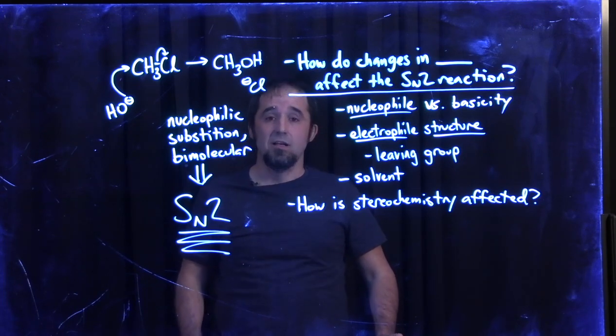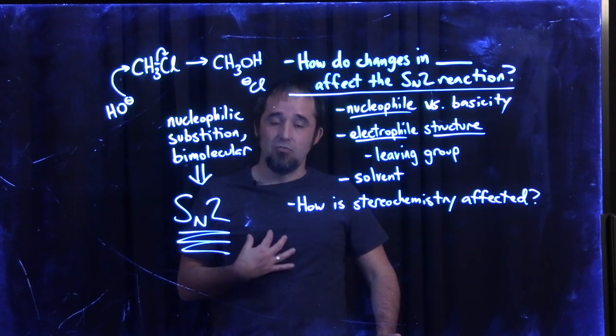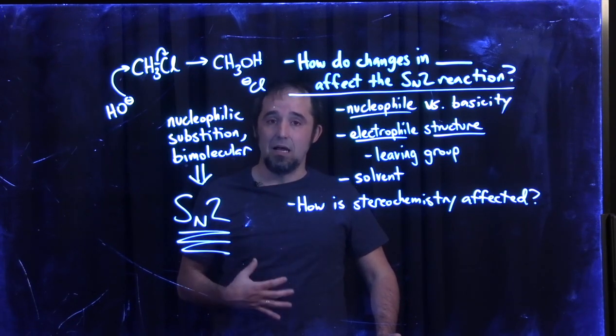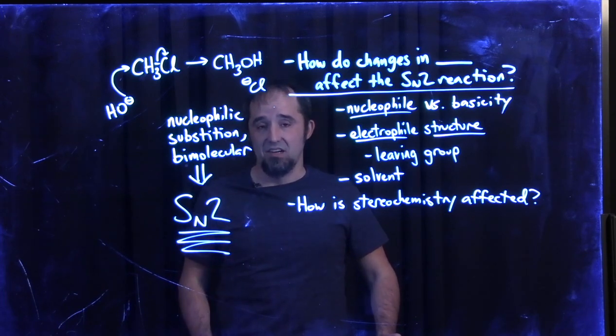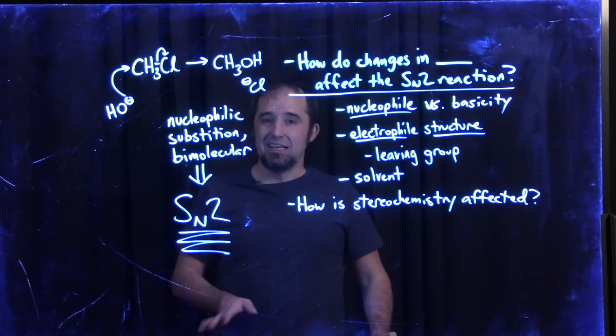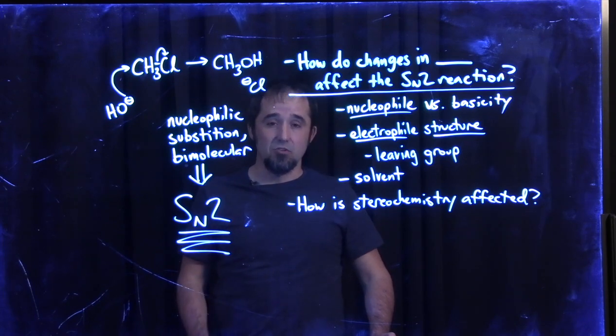But there are others. And I do want to talk about what the body uses for its leaving groups, because many times the body is not using chloride or bromide or iodide as an SN2 leaving group. I do want to talk about solvent. Again, this is something that sometimes we pay a little bit too much attention to, but solvent choice is going to factor in to this and other reactions.